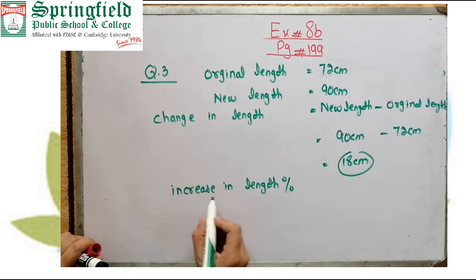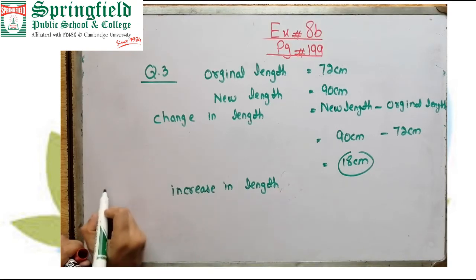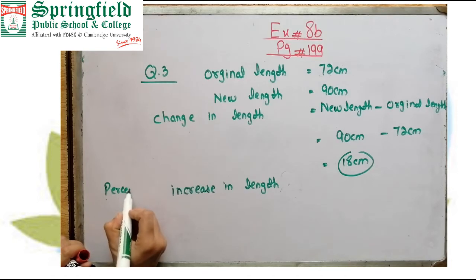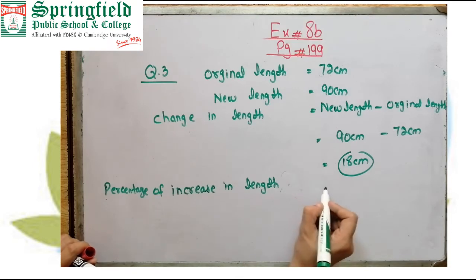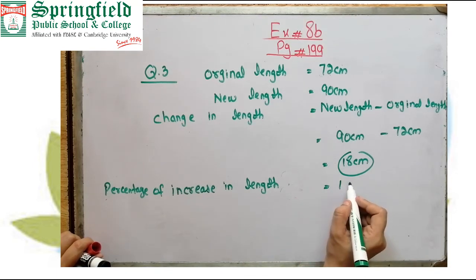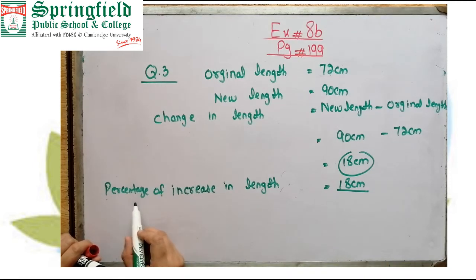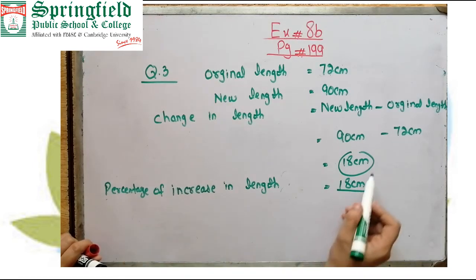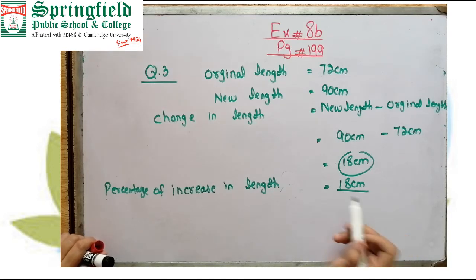The percentage of increase in length you can write as: percentage of increase in length is equal to... 18 centimeter is the increased length. As we are finding the percentage, how can we find it? As we already did with our marks, how we find the percentage of subject marks.